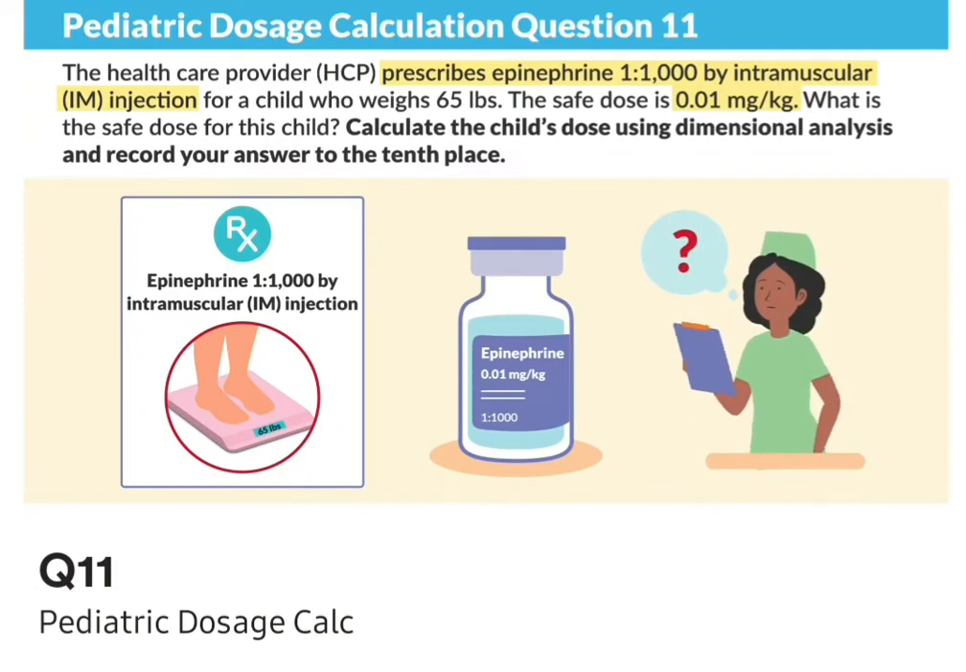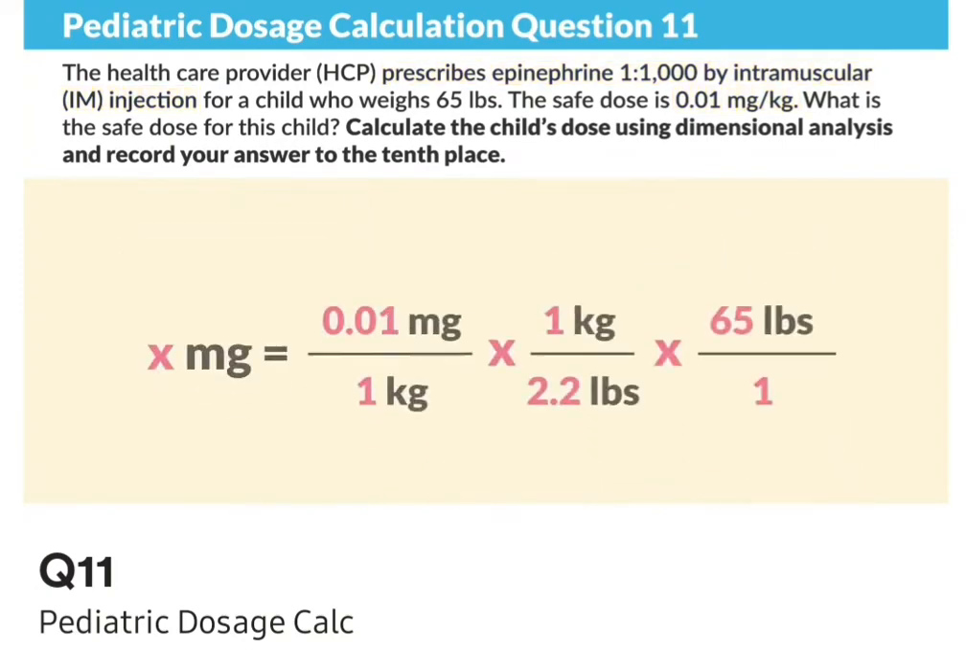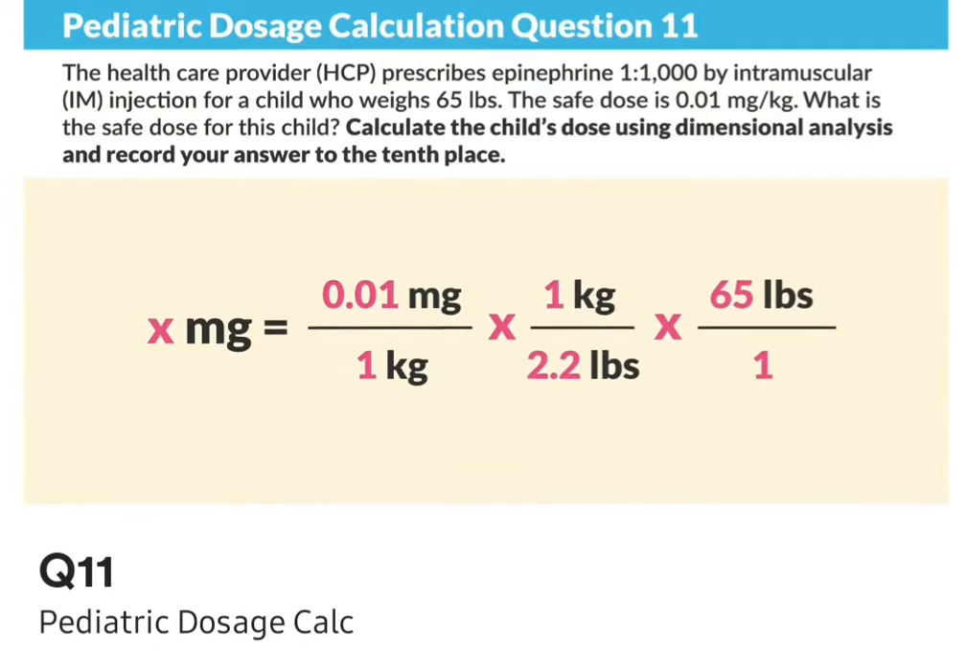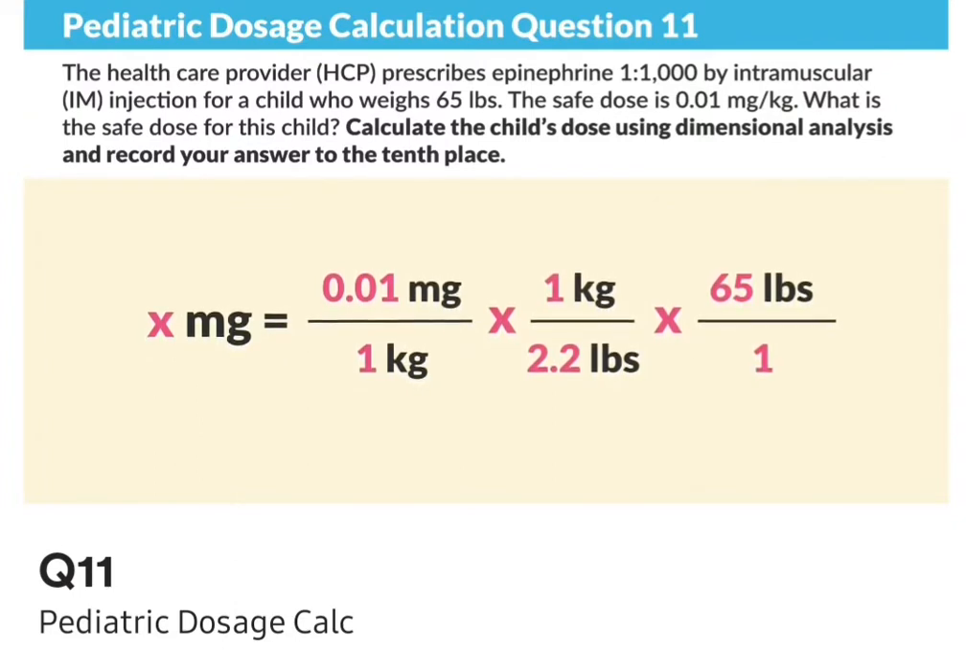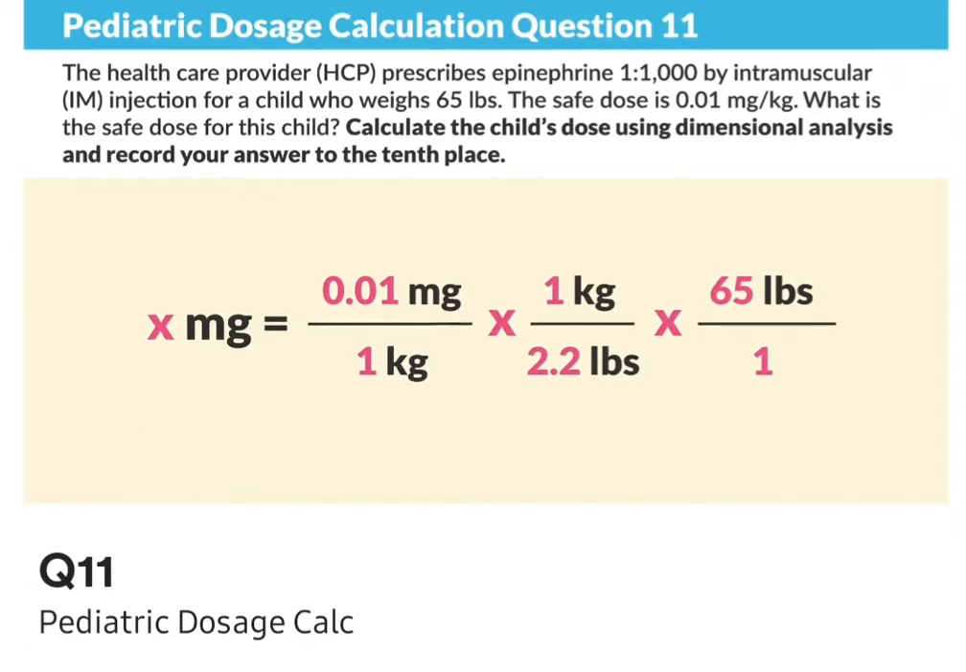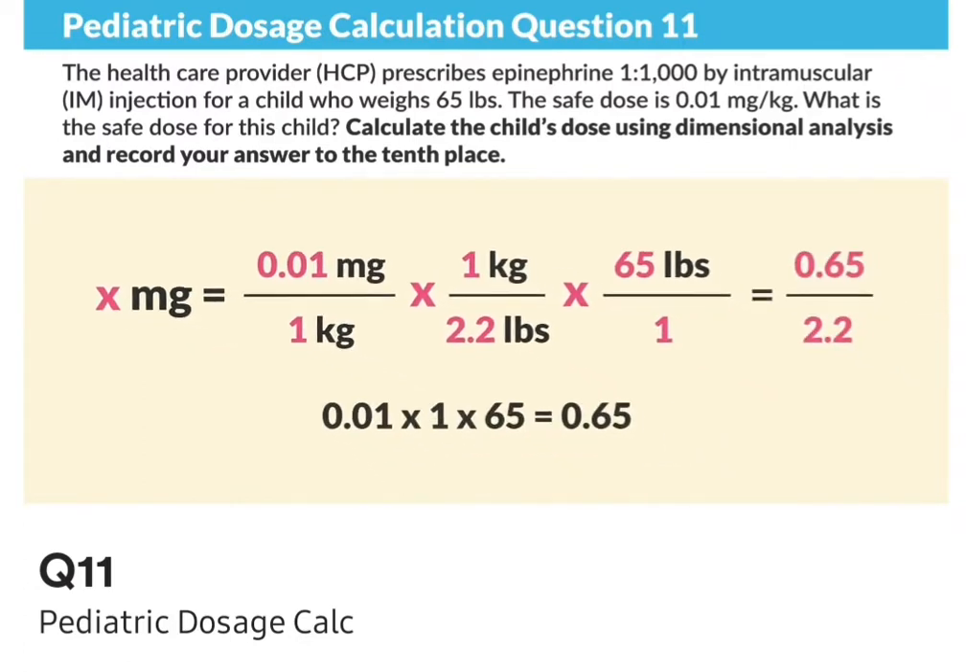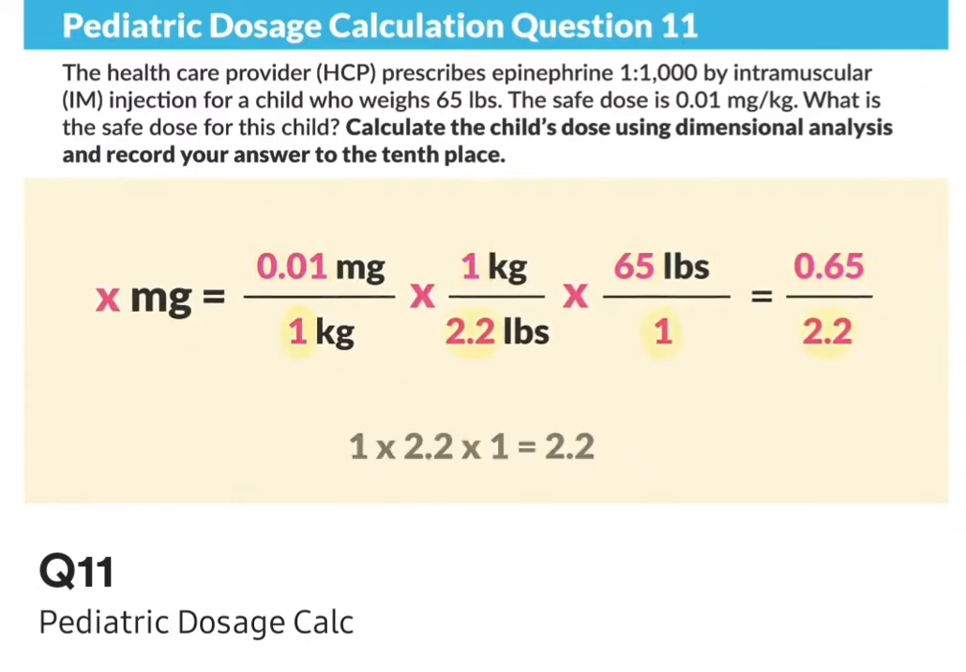All right, so as usual, let's set it up. X milligrams is what we're solving for, right? So just take that safe dose range. So 0.01 milligrams over that 1 kilogram, and then 1 kilogram over 2.2 pounds. And then lastly is the child's weight, 65 pounds over 1 for 1 dose. So we're multiplying across and on the bottom.